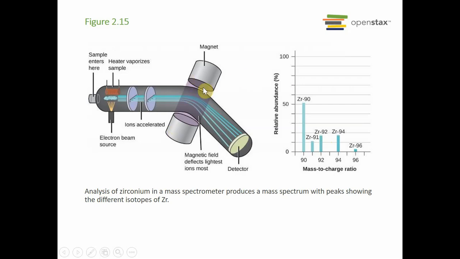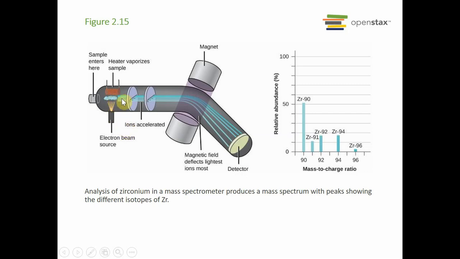So this shows a mass spectrometer. There's a magnet, there's a sample chamber where the sample is introduced as a gas. A heater vaporizes the sample, it forms a gas here, and it is ionized. In this case, it says with an electron beam source. It could be ionized with X-rays also.